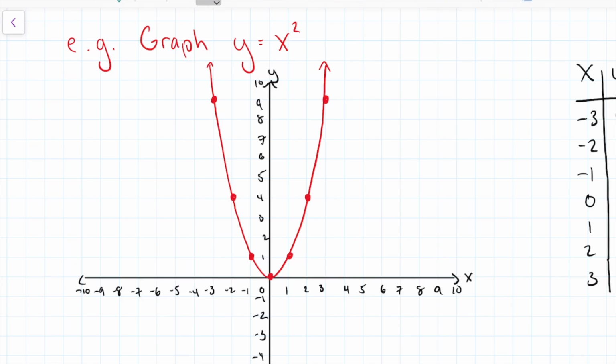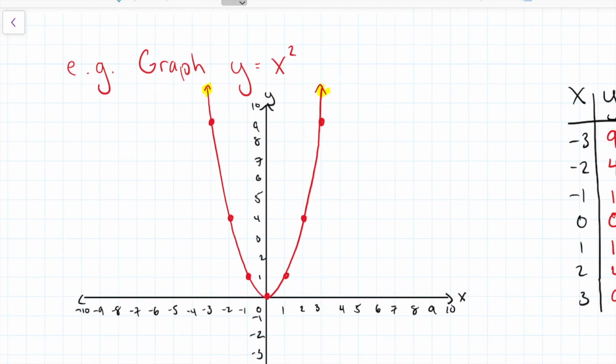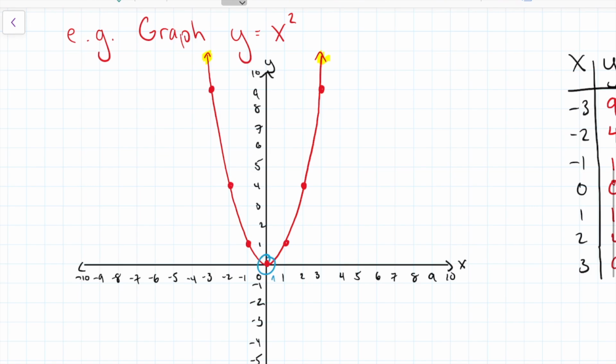So if we go back and we think about that vocab sheet that we had before that had all of those different criteria on it, there's a few things that we can spot here. So our direction of opening, this one is definitely opening upwards, right? We can see we got the arrows up here at the top. It's going up. Our vertex is down here at the bottom. So this spot right here, this is our vertex.